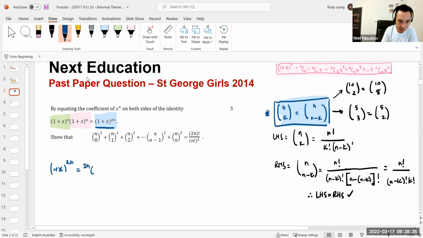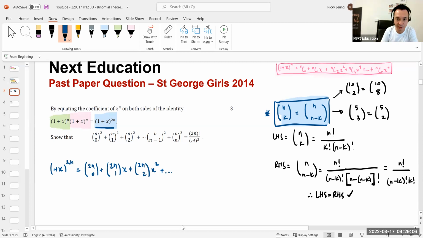2n C0. Actually, let's do it in the form that they do it. 2n C0 plus 2n C1 x, sorry, I forgot the x, plus 2n C2 x squared, plus dot, dot, dot. Now this goes all the way.